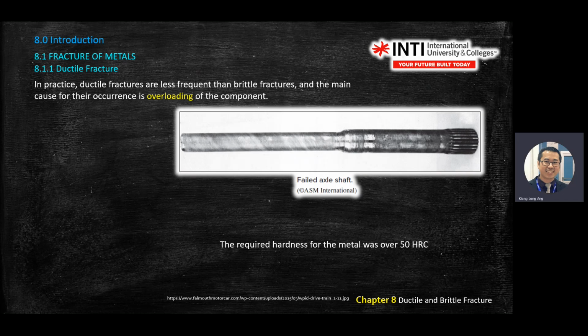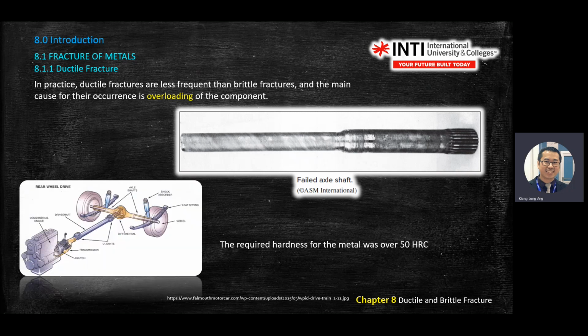This is what you did in the experiment, but this is on a shaft. So when you overload your shaft, the object will fail. Here ductile is very rare. Ductile happens very rarely. Normally, sorry, not ductile, brittle.